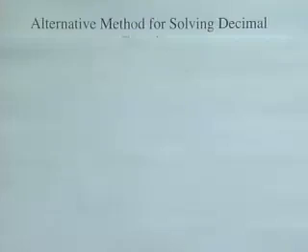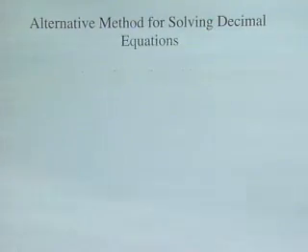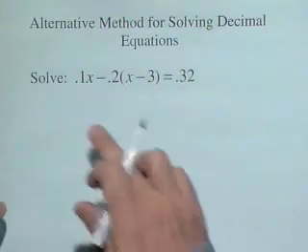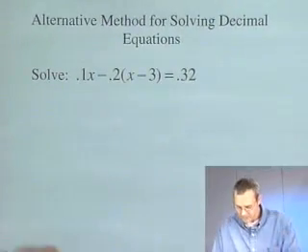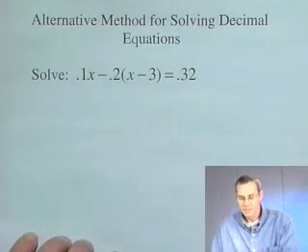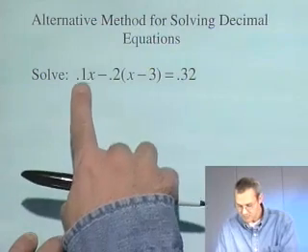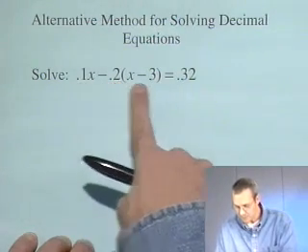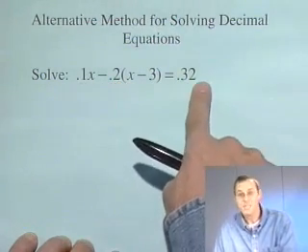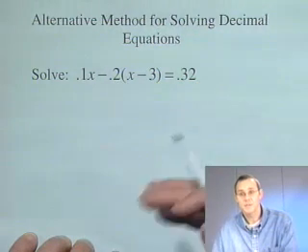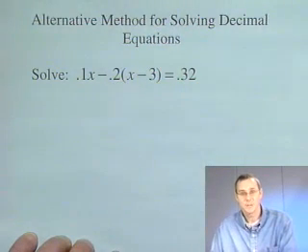I'd like to show you an alternative way in which to solve a linear decimal equation. Let's take a look at a typical decimal equation. Notice we have our decimals. Now, one way that you've learned how to solve a problem like this, in this case you could multiply every term by 100. That would move the decimals over. You get rid of the decimals, and then you solve it just like a normal linear equation.